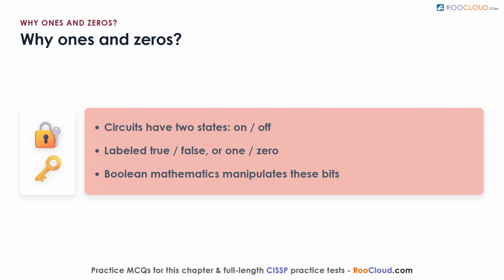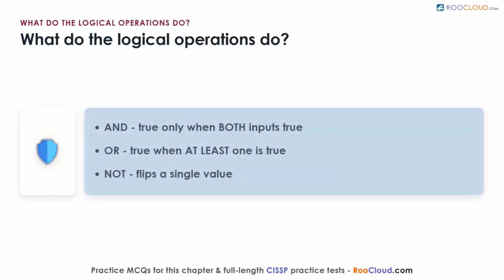Think of a room full of light switches. Every switch is either up or down, and every message is just a long pattern of those switch positions. What do the core logical operations do? 3 simple rules combine those bits.